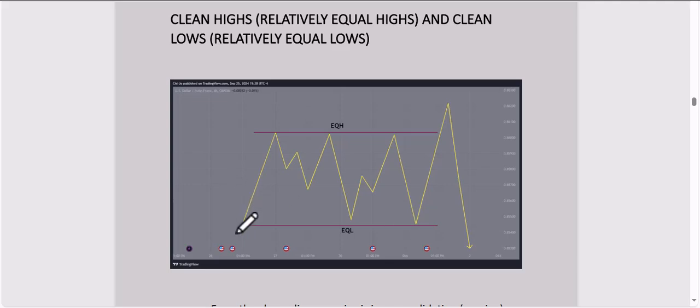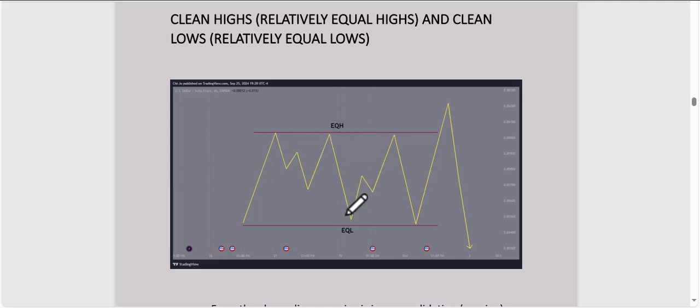You have price action moving and then move up again, come down. Now, in this movement of price action, you experience something. Price is forming highs, this kind of highs, this kind of highs. They might not be exactly on the same line, but they are relatively equal. So that's why we call them relatively equal highs or relatively equal lows.